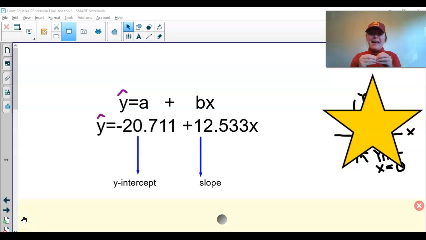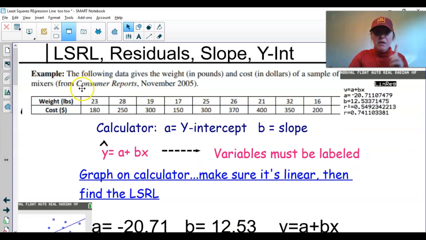Hey guys, we're back. Our goal of this part of the lesson is to make sure that we can interpret a y-intercept and interpret a slope. So let's get going right away. What I have in front of you right now is the equation based off of our data from the weight of a mixer and the cost, okay?